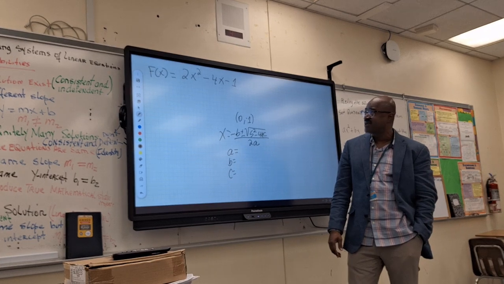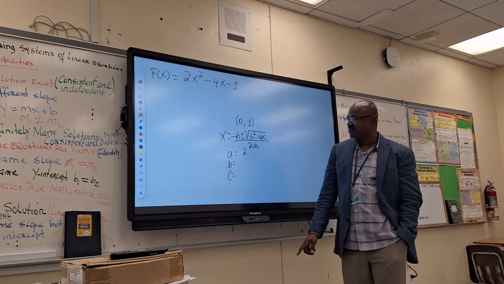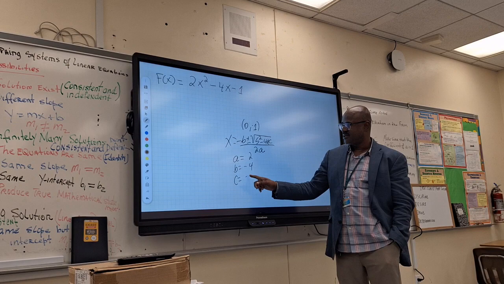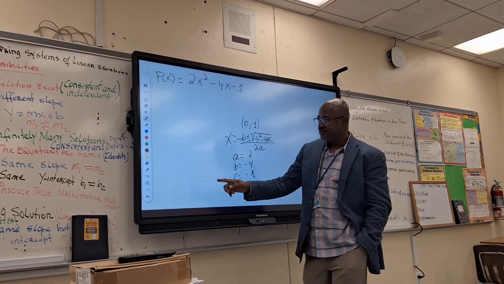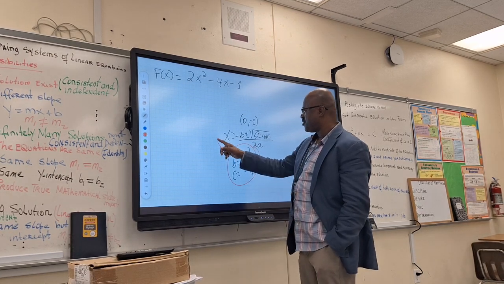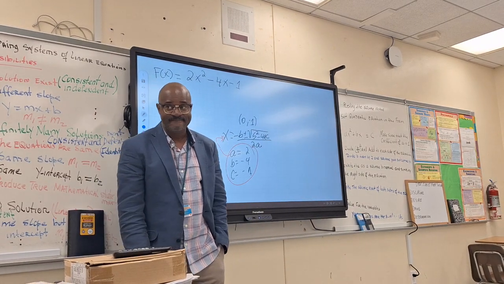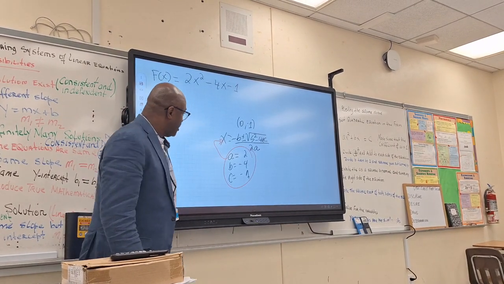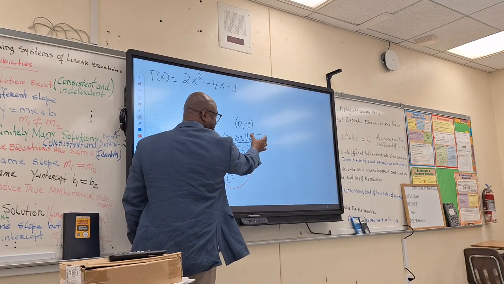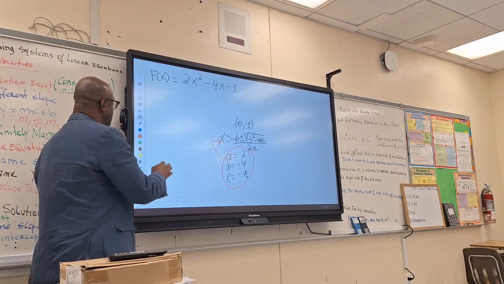In standard form, what is a? 2. A is 2. What is b? -4. And what is c? -1. So I will use those numbers and plug them in here to find my x-intercept, if they exist. Make sure the radicand cannot be negative. If it's negative, that means you have no x-intercept. Make sense? So let's go.